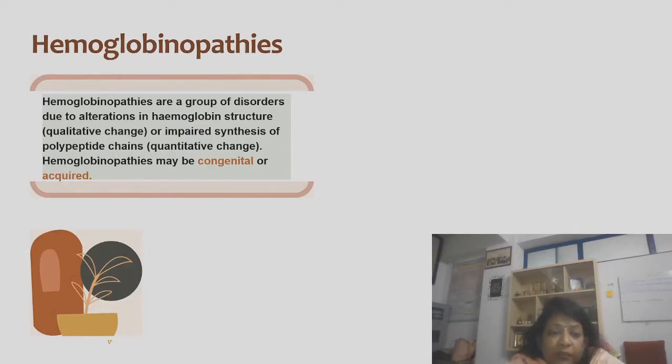Now we come to the hemoglobinopathies. What is hemoglobinopathy? Hemoglobinopathies are a group of disorders due to alteration in hemoglobin structure or impaired synthesis of polypeptide chain, which is also called quantitative change.